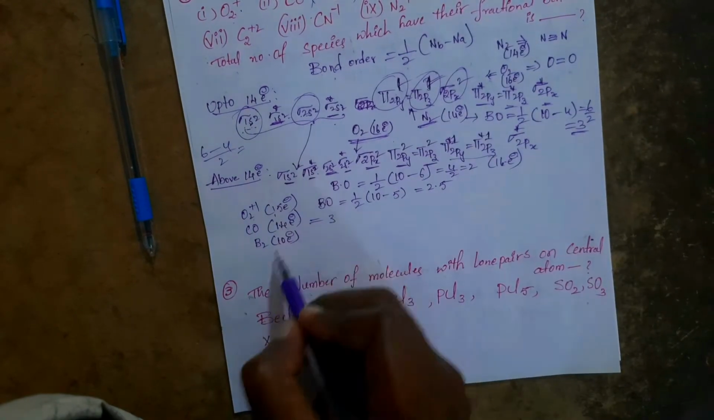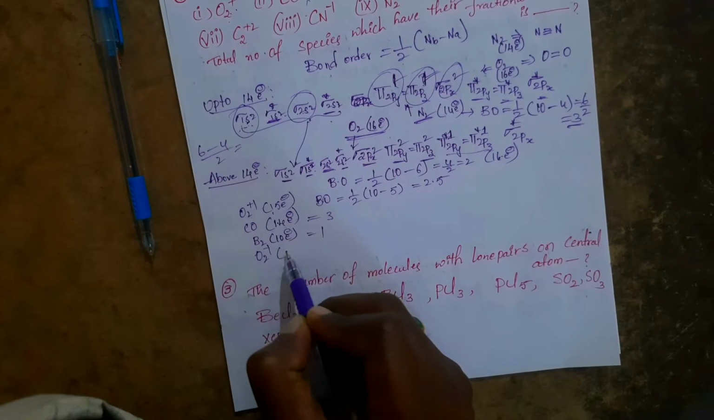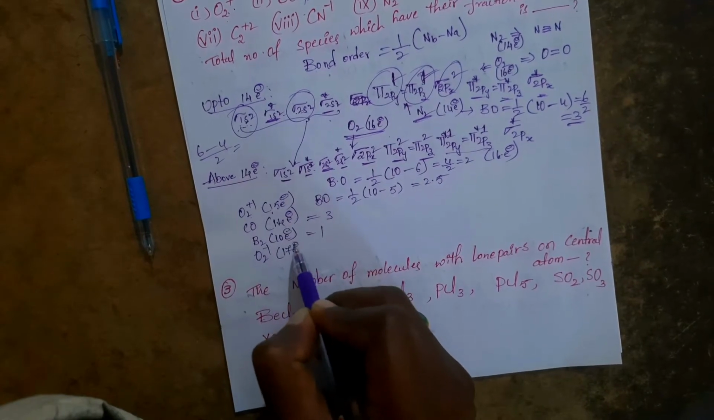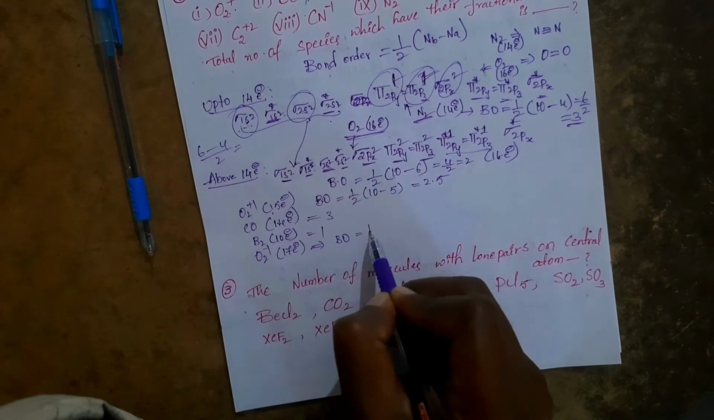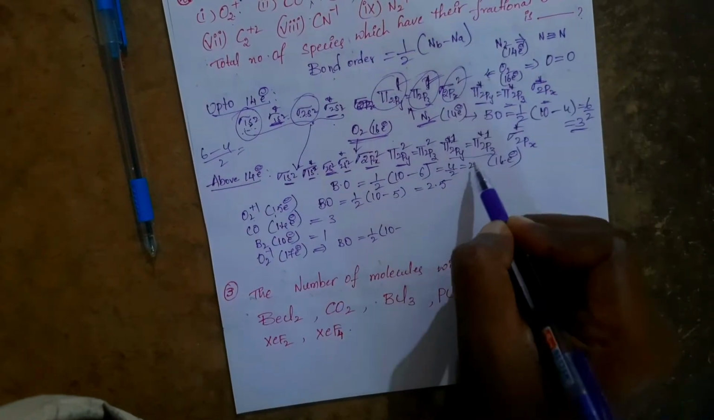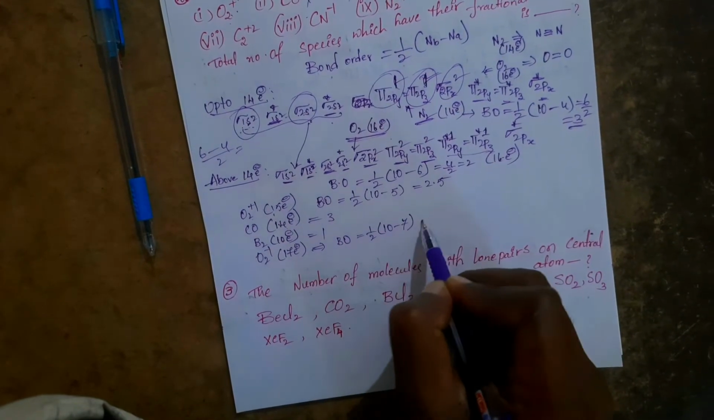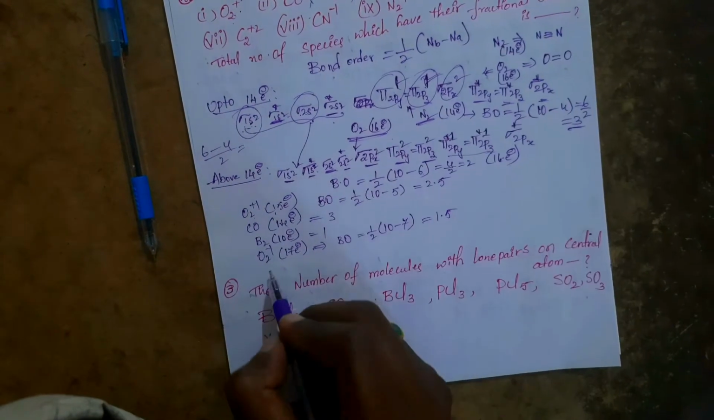O2 minus 1 means? Its bond order is for O2 minus 1, which is 17 electron. So for 17 electron, what happens to the bond order? The extra electron is occupying the anti-bonding molecular orbital. It becomes 7, that is, it becomes 1.5 bond order. It has a fractional bond order.